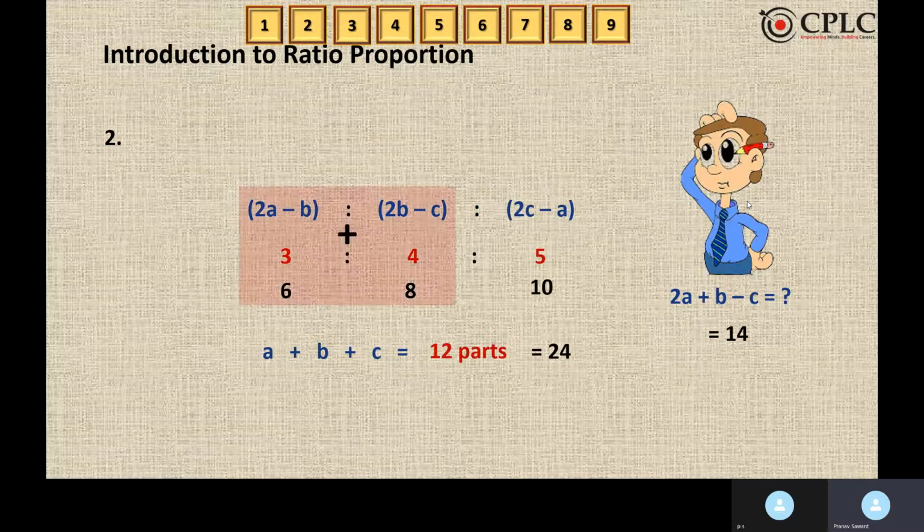Now if you focus on the first two parts of the ratio, adding them will give us the required answer. That is, if you add 2A minus B plus 2B minus C, solving it will give us 2A plus B minus C, and the value will be equal to 14, as 6 plus 8 is 14.